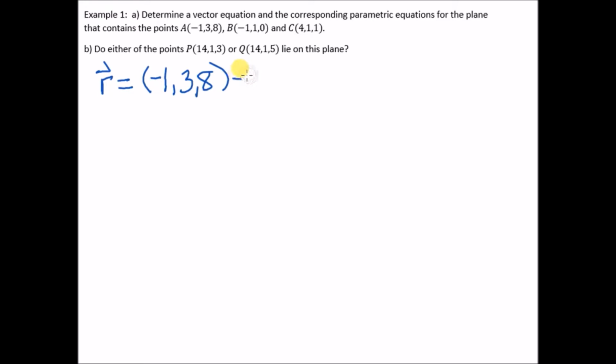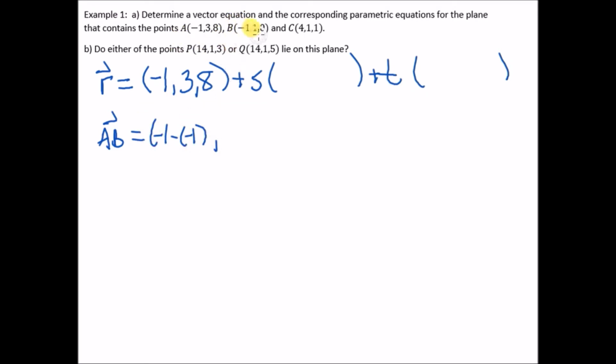Okay, then what we're going to have is plus the parameter s and a direction vector, and then plus the parameter t and a direction vector. So what we need to do is find 2 direction vectors. So let's find direction vector AB. Okay, so -1 minus -1, comma, 1 minus 3, comma, 0 minus 8.